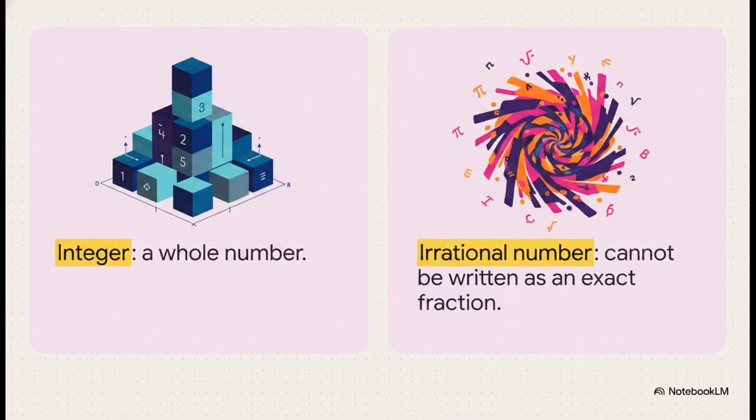Let's expand on this, because numbers behave very differently based on their specific classification. Take an integer, for example. An integer is simply a whole number. It's clean, it's precise. But then, look at the irrational number. This is a number type that stubbornly, and I mean stubbornly, refuses to be written as an exact fraction. By simply defining a number as an integer versus an irrational number, you completely change what mathematical operations are even possible and how that number interacts with the world.